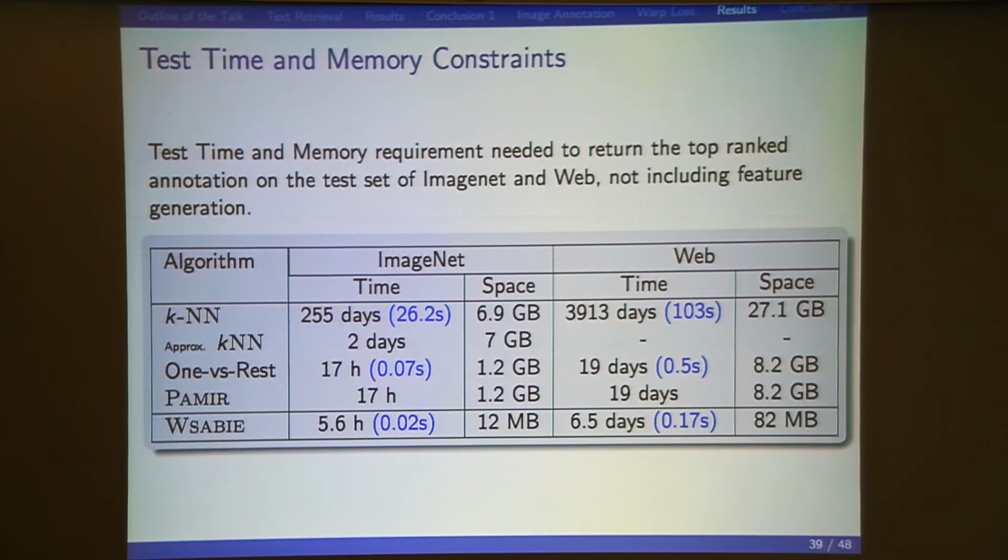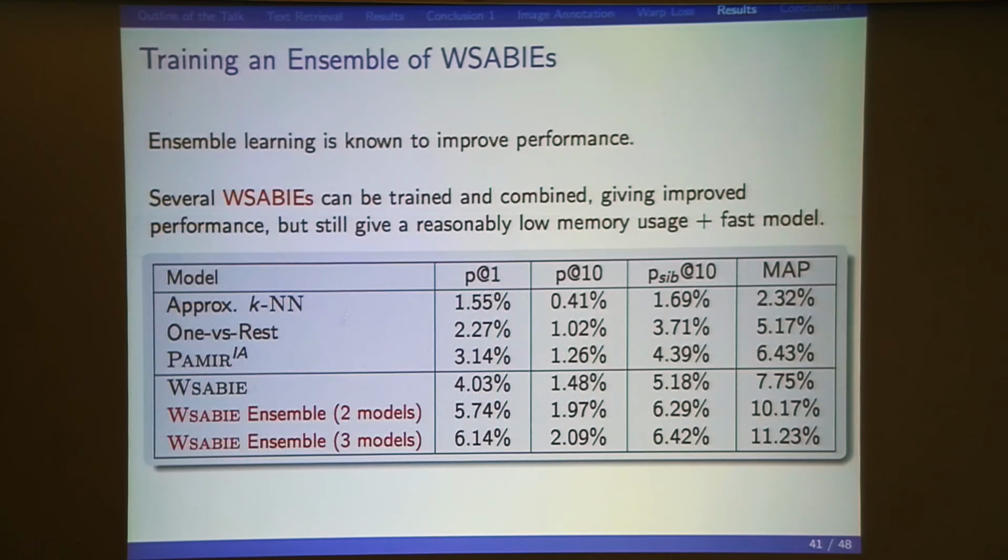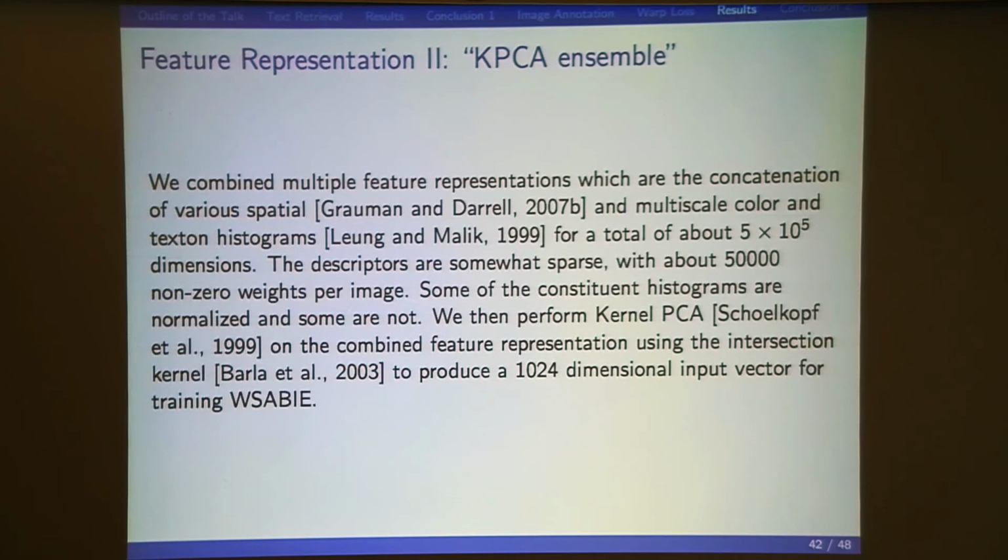This shows test time speeds and the amount of space the different models take. So like I was saying, this low rank approach has a nice advantage that it doesn't take a lot of memory. Compared to something like k-nearest neighbor, it's also really fast. Yeah, these are just different results showing if you change the embedding dimension, you get similar things. We tried some stuff like doing an ensemble of multiple models, and we got even further improvements.